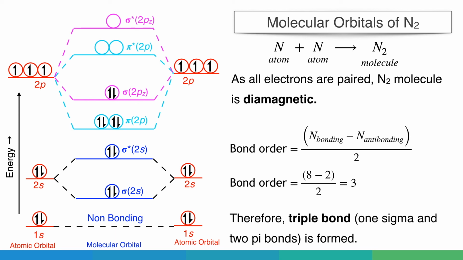It is expected that as the bond order increases from boron to carbon to nitrogen, the bond becomes more and more stronger, and the bond energy increases while the bond length decreases. Therefore, the nitrogen molecule is the most stable out of these three molecules.